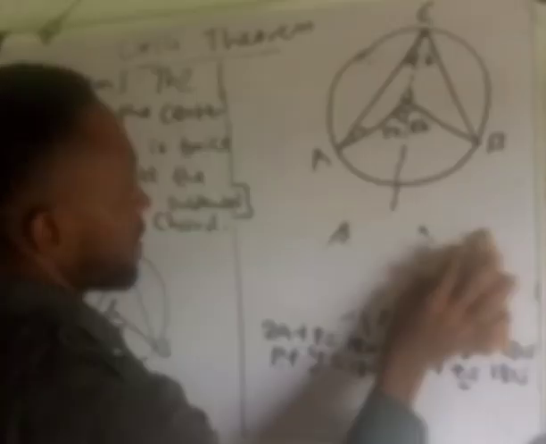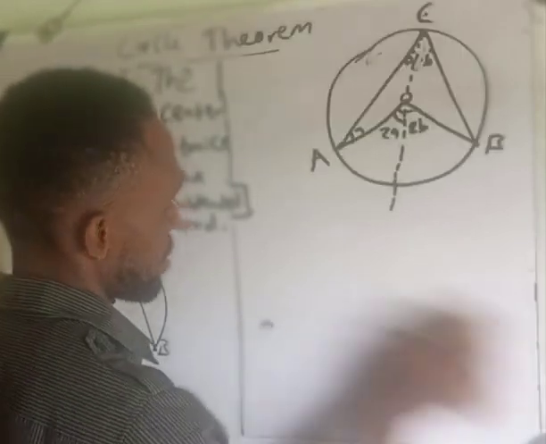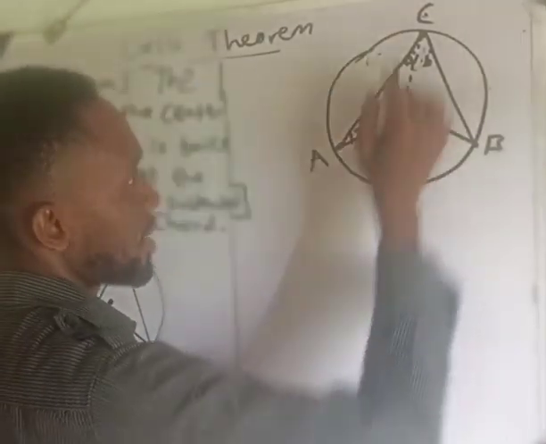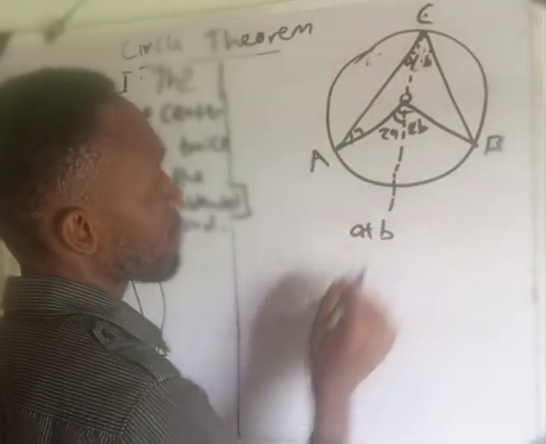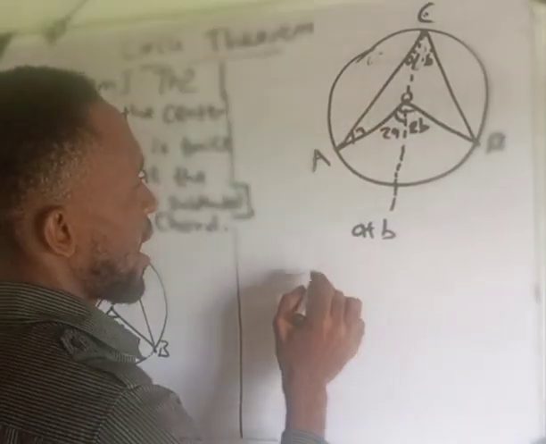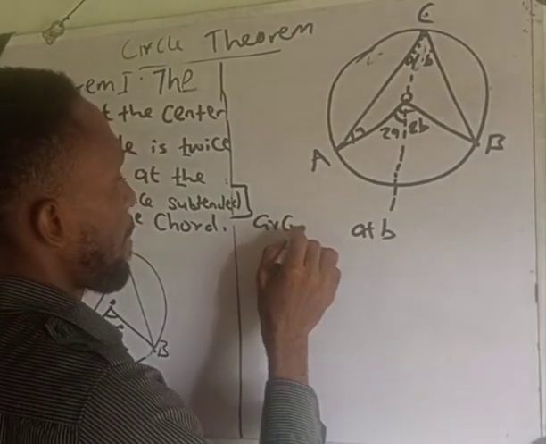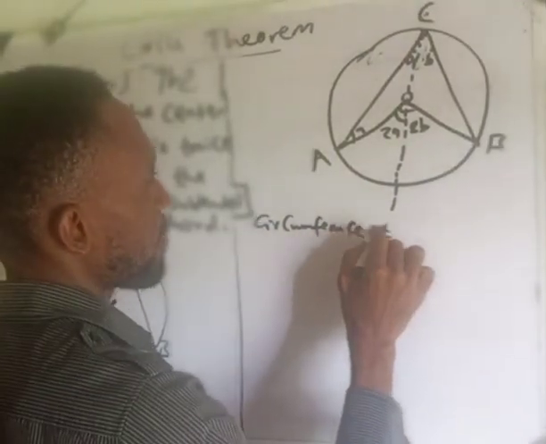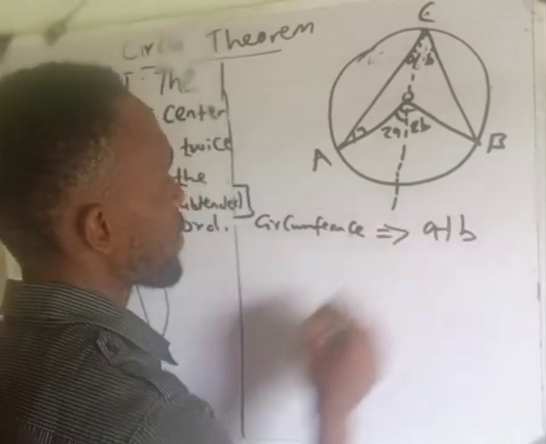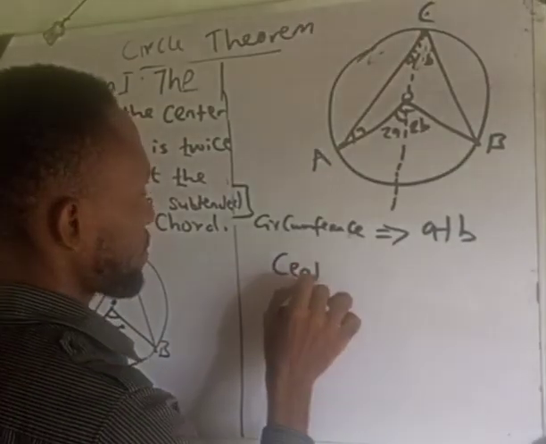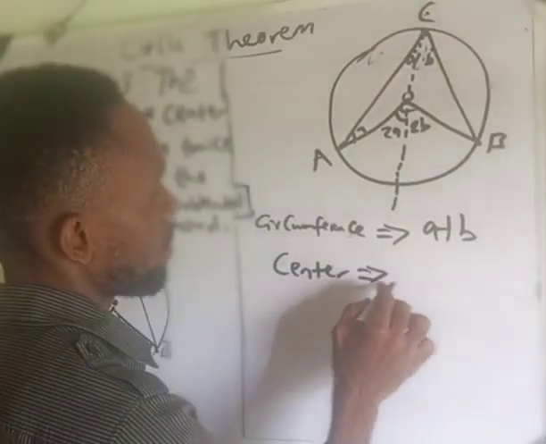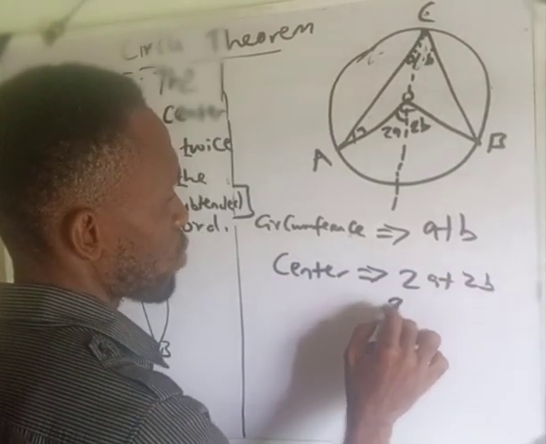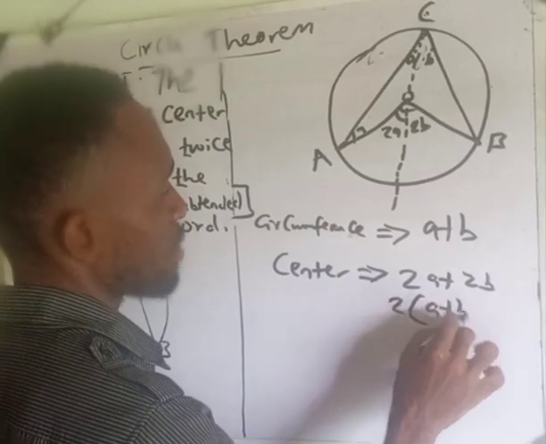Is that okay? So I have B at the circumference of the circle. I have A plus B, right? I'm going to clean this. At the circumference of the circle, I have A plus B, while at the center, I have 2A plus 2B. If I factor out 2, I'll have 2 brackets A plus B.